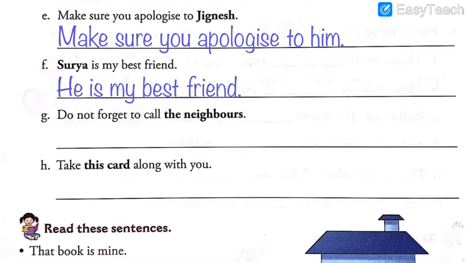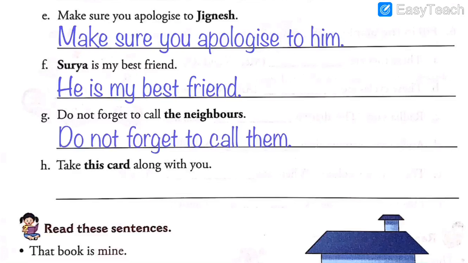There are two possibilities, they or them. But here we shall write them because it is an object. So the answer will be: Do not forget to call them. Instead of the neighbors, we have written them. No other change. As you can see, do not forget to call. There is only one change, replacing the neighbors with them.